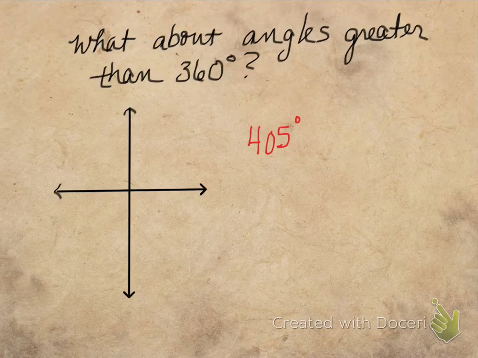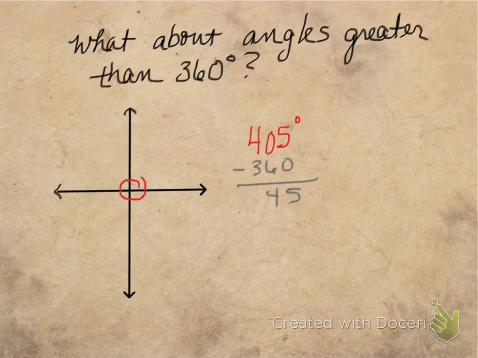So let's talk about angles that may be greater than 360. How do we draw them? Well, the first thing I'm going to do is actually take away 360, and that's 45 degrees. So this is how it helps me. I start at the initial side, and I went counterclockwise all the way around, one revolution, and then I had to go 45 degrees further.